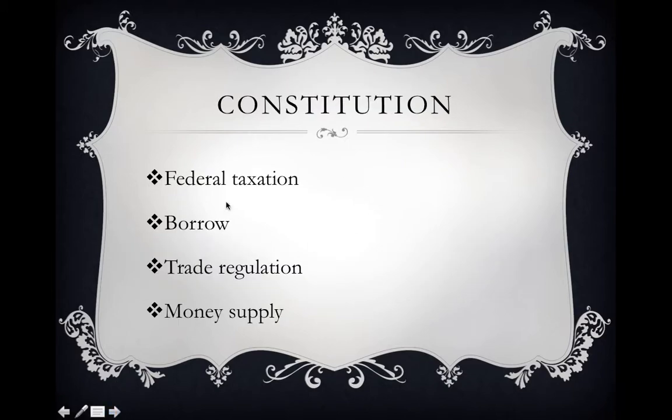The Constitution, how did this fix all these issues? Federal taxation gave the United States federal government a definable resource. It allowed a revenue stream to come into the federal government. Why is that important? Because it allowed us to pay back our debts.